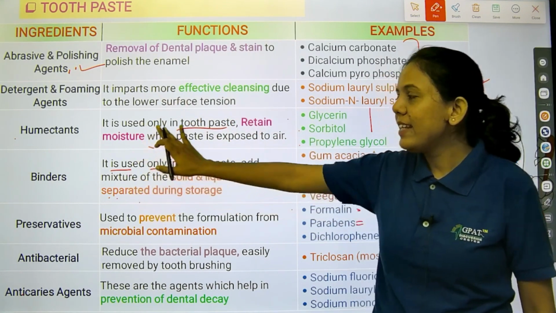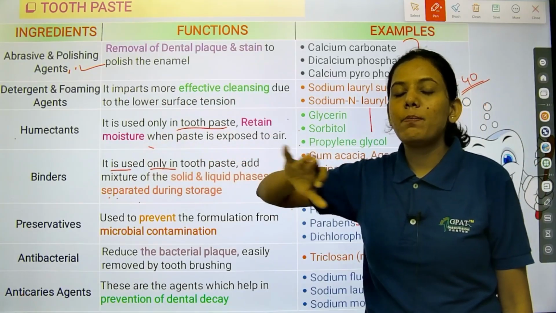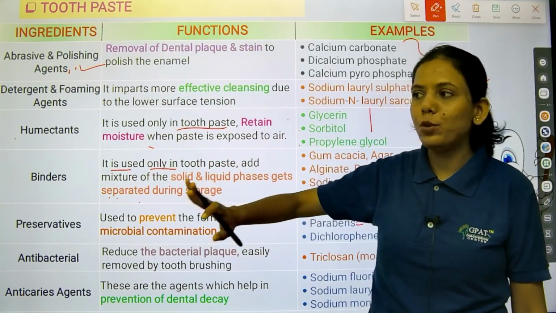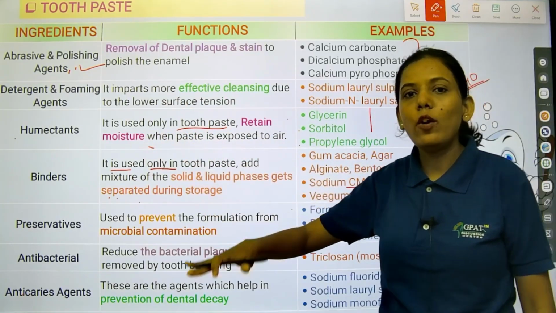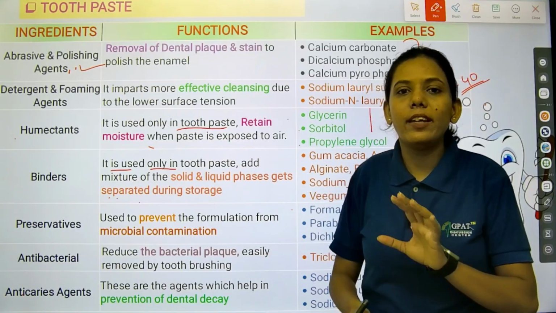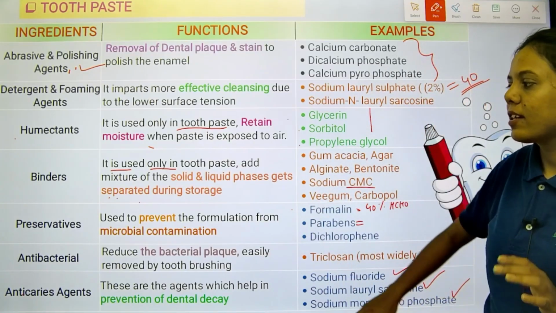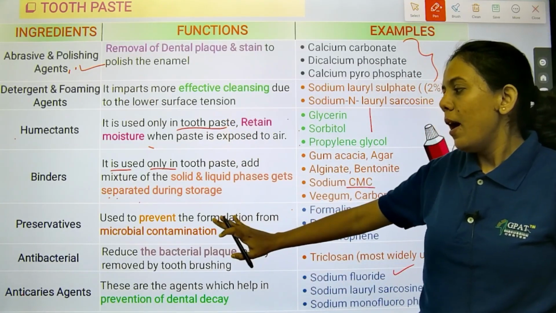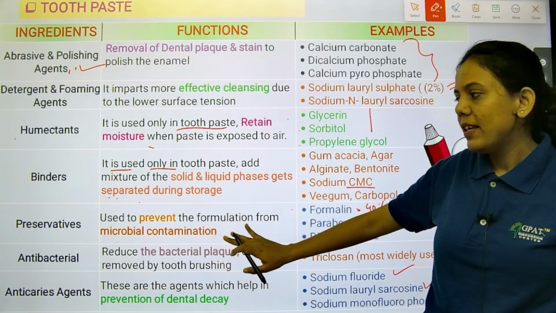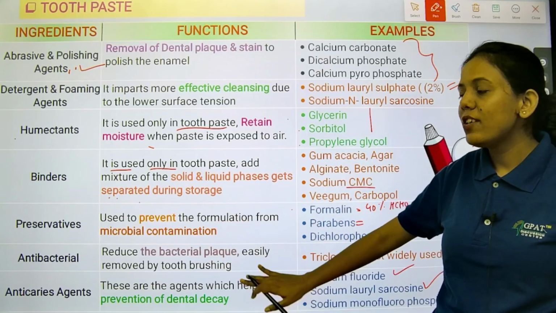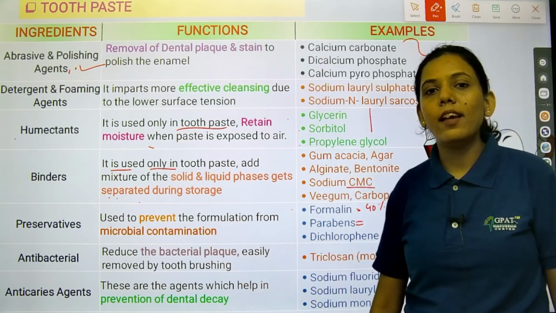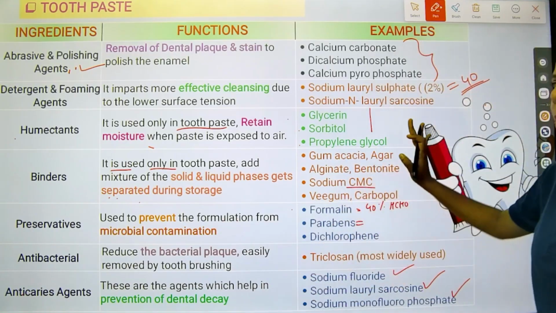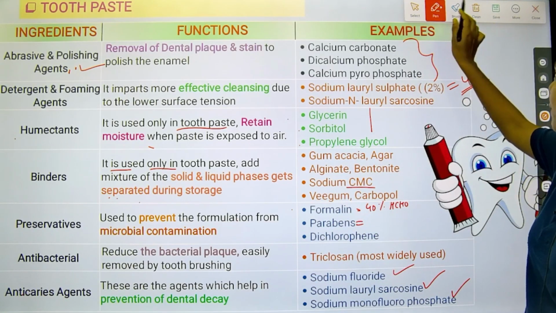Okay. Next is about the humectant. Humectant is present only in toothpaste, not in tooth powders. Binders again are only in toothpaste, because a liquid ingredient is present in the toothpaste, not in tooth powders. Preservatives are there, parabens and all, antimicrobial agents or antibacterial agents, and the anti-caries agent. So this table is important, remember this.